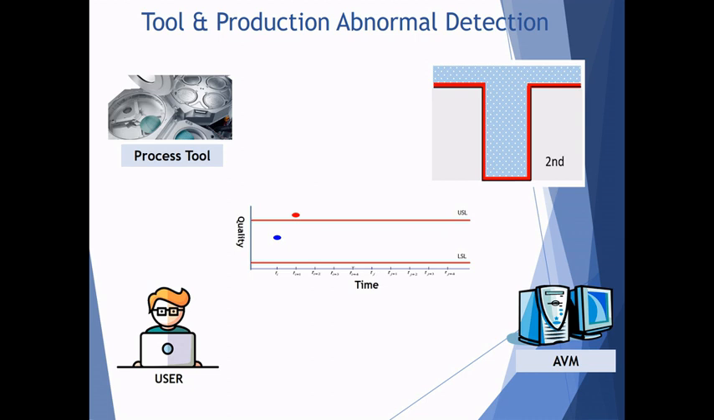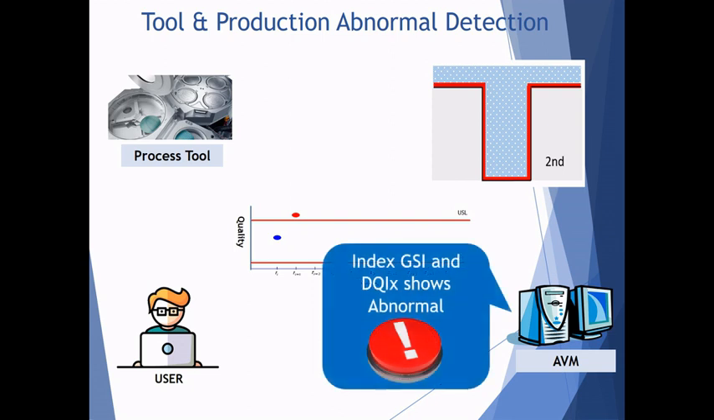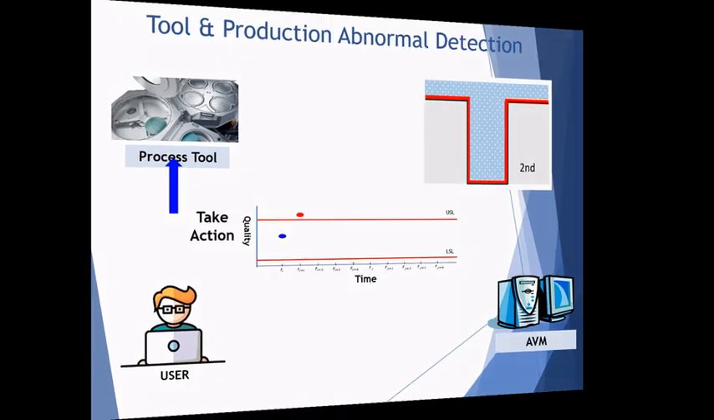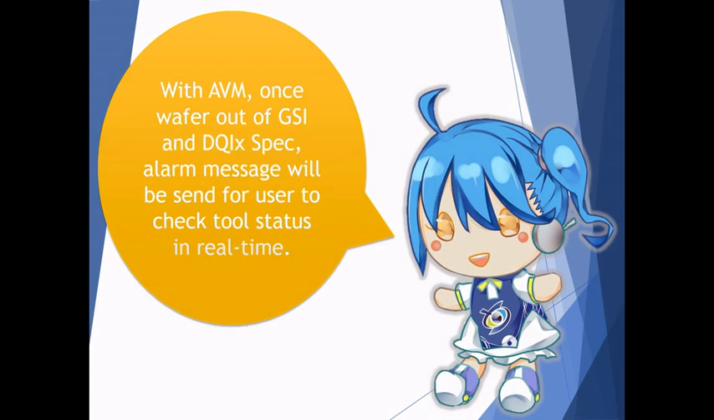Once AVM determines the equipment and production are abnormal, an alarm message will be sent, and the user can take action according to the alarm information. With AVM, once a wafer is out of GSI and DQIX spec, an alarm message will be sent for the user to check tool status in real time.